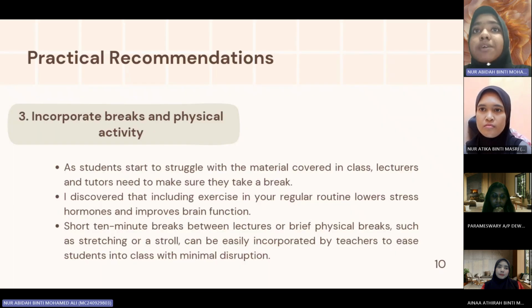Thirdly is incorporate breaks and physical activity. As students start to struggle with the material covered in class, lecturers and tutors need to make sure they take a break. Short breaks enhance learning and retention by reviving students' bodies and minds, according to scientific research. Additionally, including exercise in your regular routine lowers stress hormones and improves brain function.